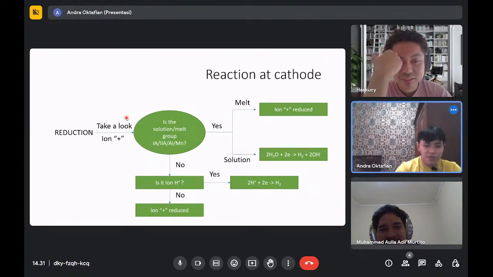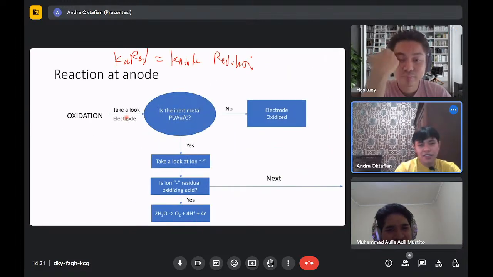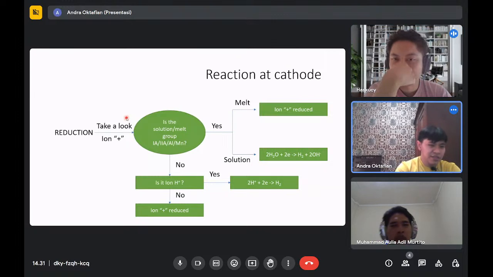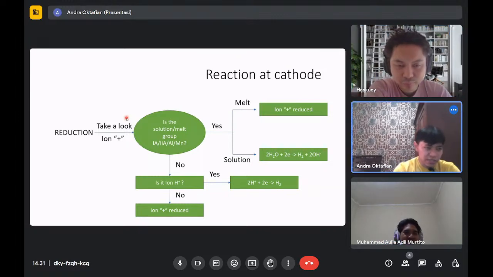Now, we already explained the oxidation, now we explain reductions. When I say cathode, the cathode is always reduction. Just remember that, it's not really difficult to recall.